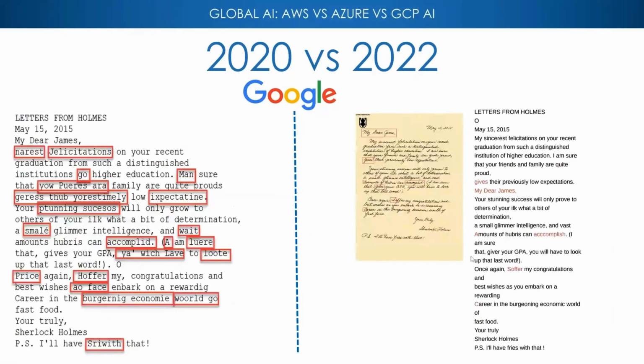And then, of course, let's look at Google 2020 versus 2022. So we ran this again in October of 2022 to make sure that we're looking at how much they improved in, let's say, a little bit more than 2 years. So on the right side, instead of nearest and jelicitation, it actually got sincerest and felicitation.